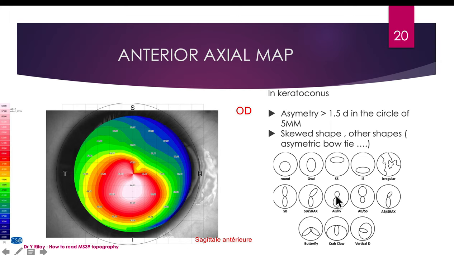These two shapes are normal if the keratometry is normal, and these shapes are abnormal. These all are abnormal. So this is the same as in any topography, in any Placido topography.